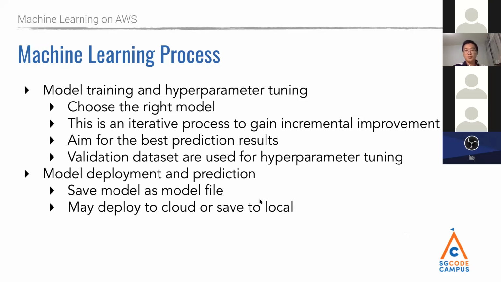After training the model, you need to save your model somewhere. You can save it locally using a pickle file. This pickle file will record all the details of your model. Also, you can choose to deploy to the cloud. We are going to make use of AWS SageMaker later to show you how to deploy to the cloud. Then your model is served there, and you can make predictions whenever you want by calling the API to get the results you want.